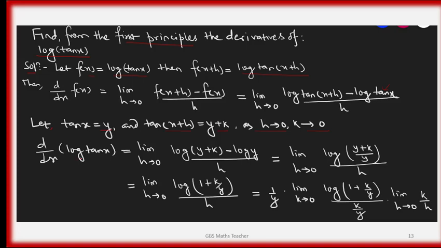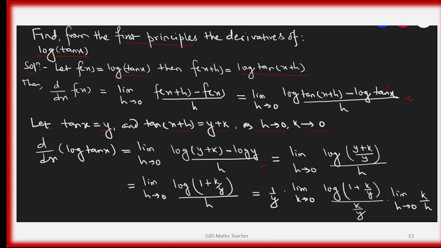Then the derivative of log tan x equals the limit h tends to 0. In this case log tan of x plus h is log of y plus k, because tan of x plus h is y plus k, minus log tan x, which is log y, over h. We know log a minus log b is log of a by b, that's why log of y plus k by y over h. You can separate them: y by y is 1 plus k by y, over h.